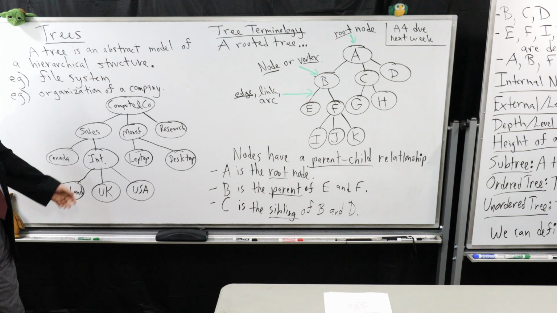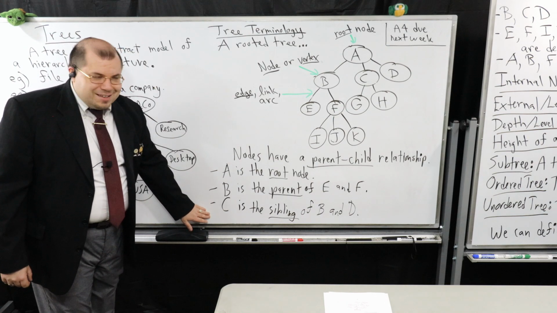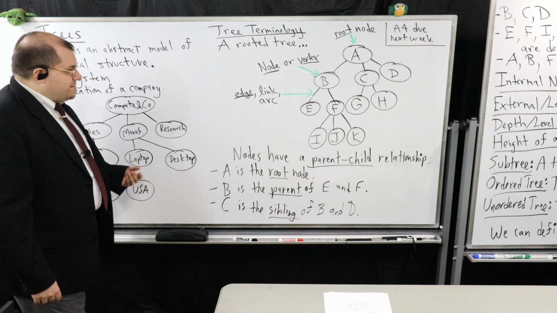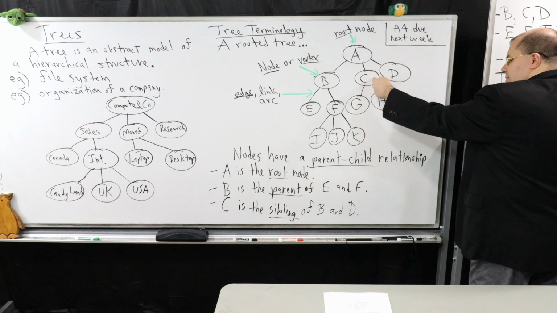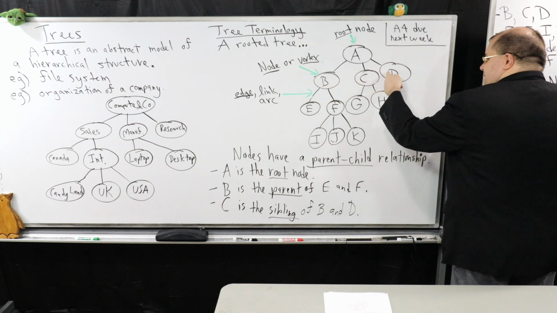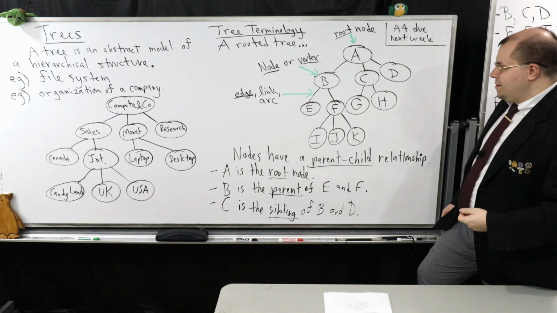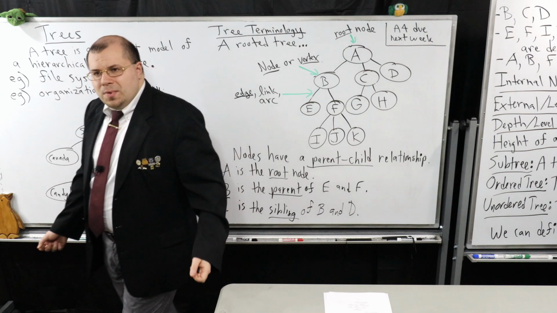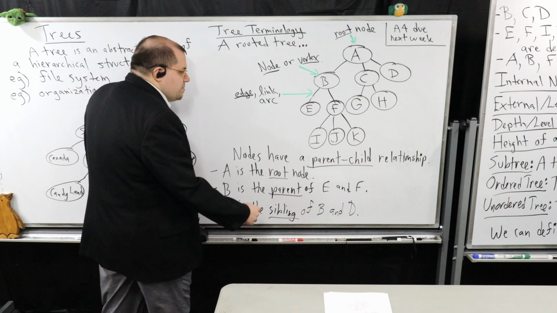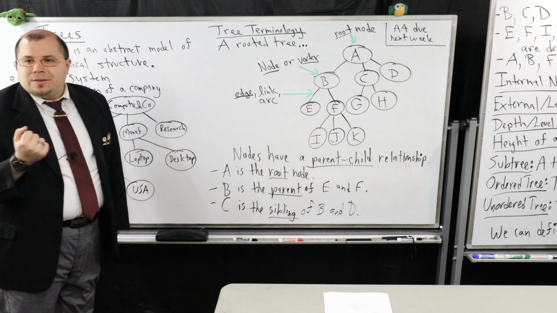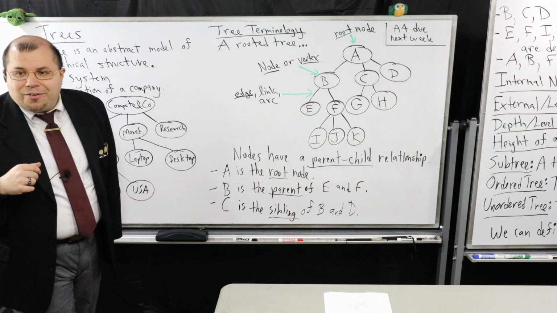So we have different terminology for these things. For example, we have this concept of a sibling as well. If I consider node C, its siblings are B and D. Why? Because they have a common parent. Could somebody tell me which nodes are the siblings of J? If I look at J, which ones are the siblings? I and K, very good.